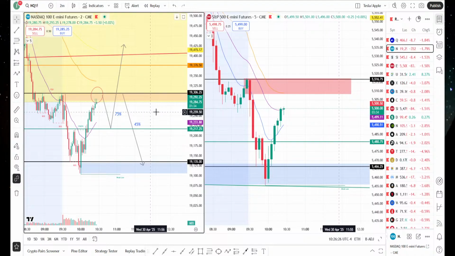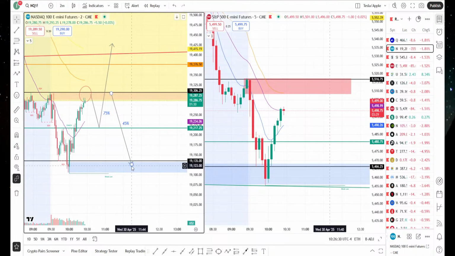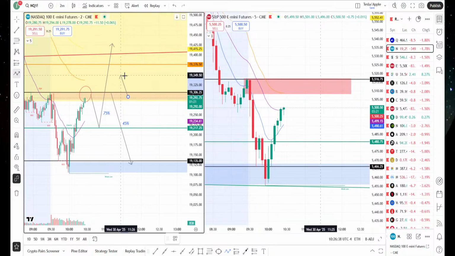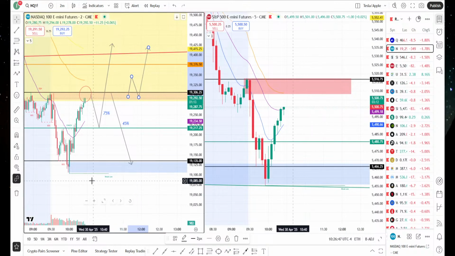Okay, and what's another scenario? What else could happen? The price could go down here, it goes down here, or it could just go up a little bit more. It could continue going up. It's still in an uptrend, and then we got minor structure, and it can pull back and go higher.